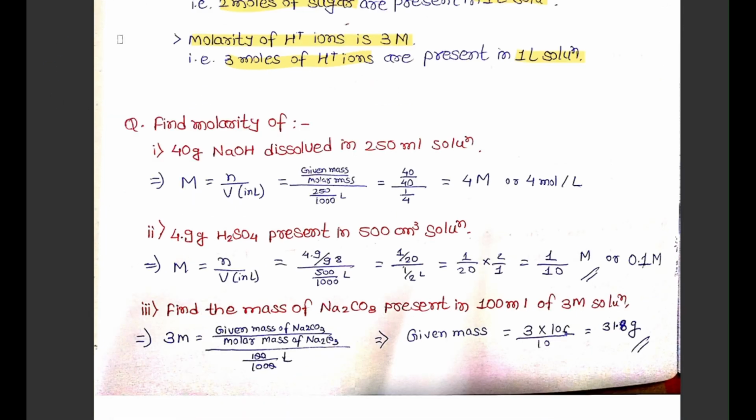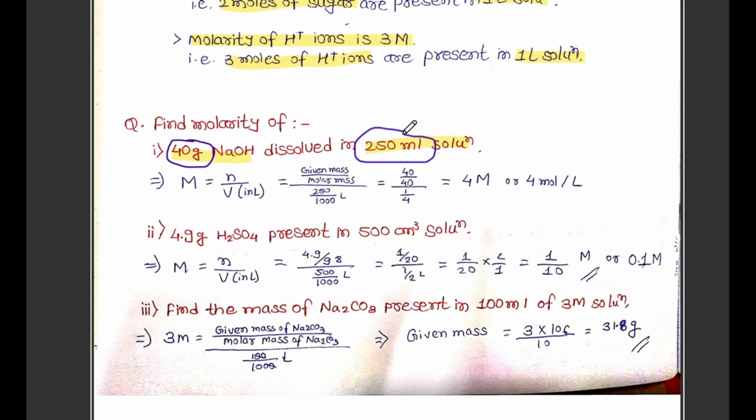There is a question: find the molarity of 40 gram NaOH dissolved in 250 ml of solution. So first of all, we need to convert this 40 gram of NaOH into number of moles of NaOH, and we need to convert the volume into liter. It is given in milliliter. To convert the volume from milliliter, we have to divide it by 1000, and to convert into mole, we have to divide given mass upon molar mass.